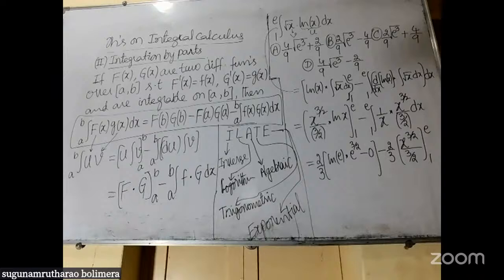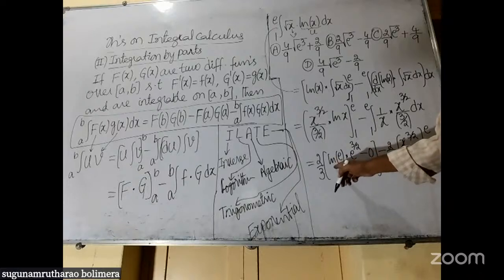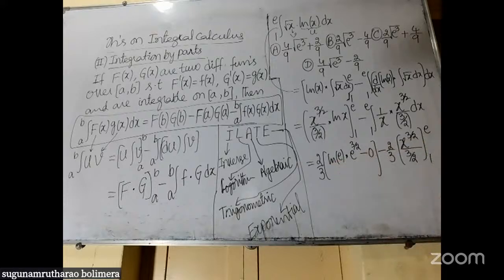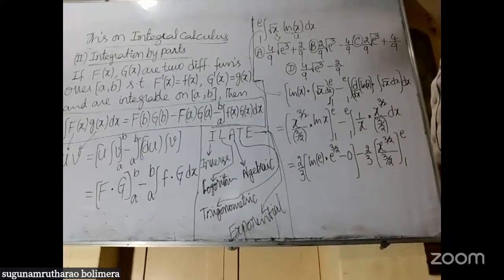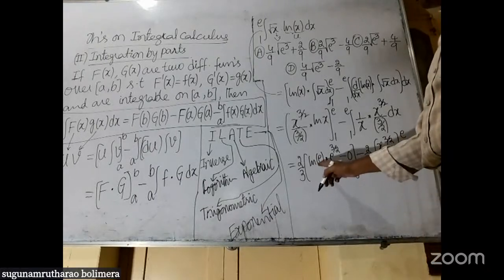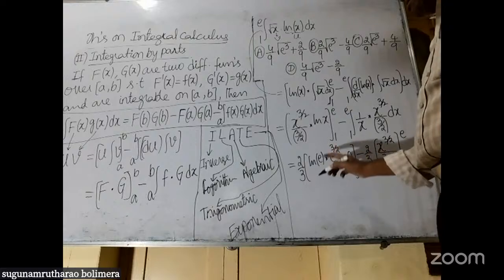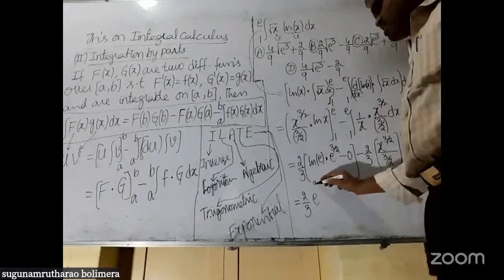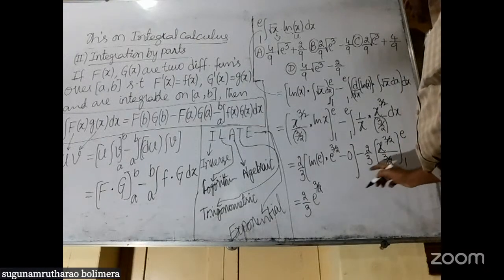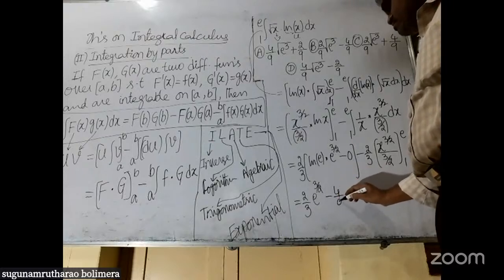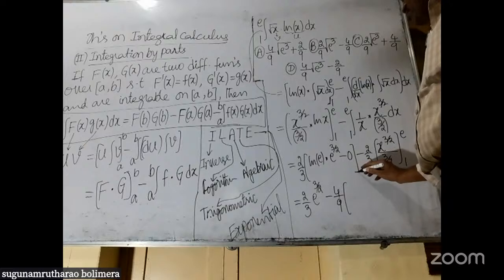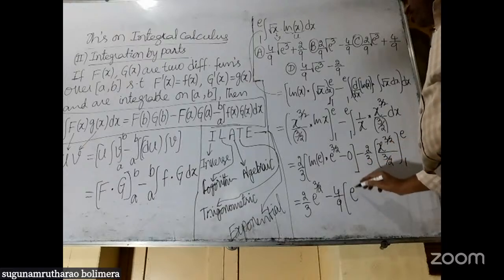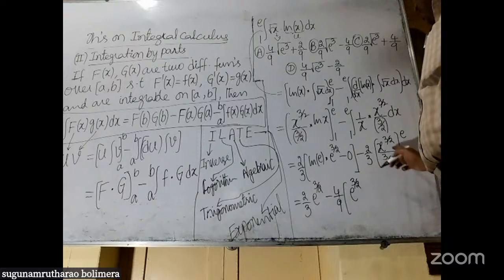ln of e is the natural logarithm of e. There is no base written, so the base needs to be considered as e. So ln of e to the base e is 1. This gives 2 by 3 e power 3 by 2 minus 4 by 9 times, e power 3 by 2 minus 1.